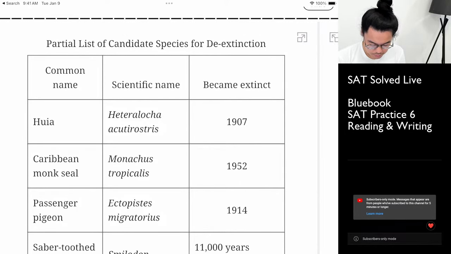Partial list of candidate species for de-extinction. Let's see. De-extinction. Oh, okay. We're gonna bring them back to life, like Jurassic Park.